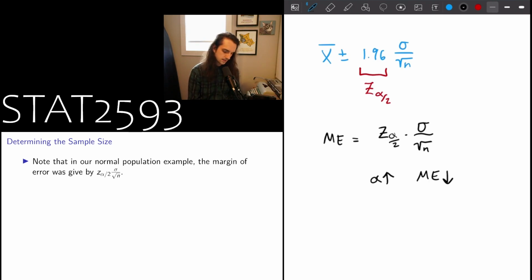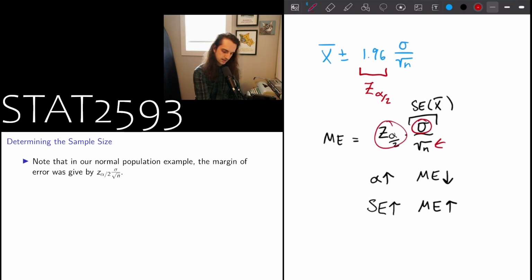Or vice versa. As the standard error, which is this piece here, right? This is the standard error of x bar. So as the standard error increases, the margin of error is also going to increase. But we can see in particular that if we were to hold everything else constant, so sigma is constant and z is constant, and we increase our sample size, then we're going to have the standard error get smaller. And as a result, the margin of error is going to get smaller. And so this makes some sense, right? The larger the sample we're taking, the smaller our margin of error is going to be.